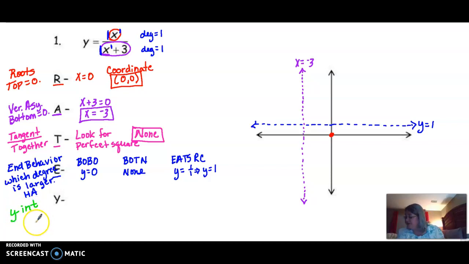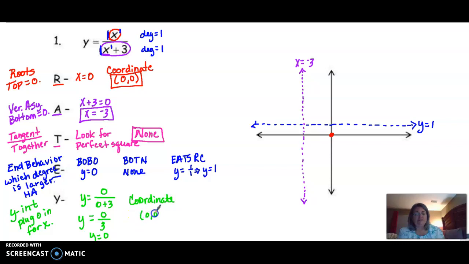Y is your y-intercept. For y-intercept, we're going to plug 0 in for all of our x values. So we're going to take our equation as is, y equals, and we're going to plug a 0 everywhere we see an x. 0 plus 3. So that gives me 0 over 0 plus 3 is 3. 0 over 3 is just 0. So therefore, if my y value is 0, my x value was also 0, because remember I plugged it in, and a y-intercept is a coordinate, and it's 0, 0.